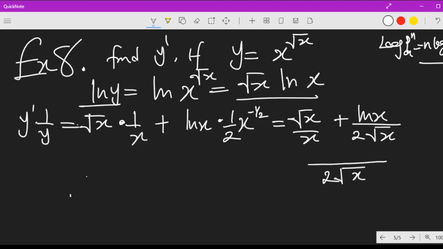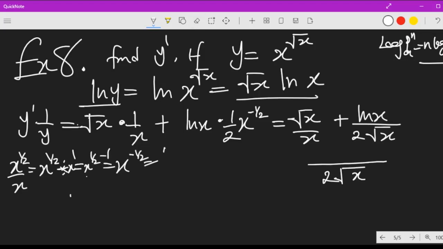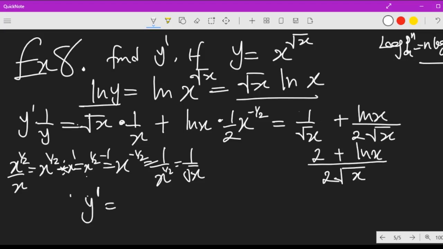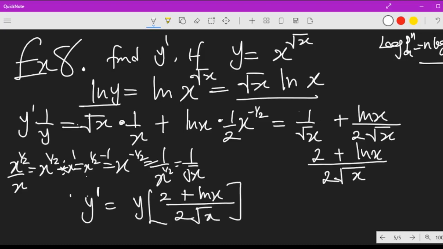So let's rewrite this. Recall that x raised to the power half over x can be x to the power half divided by x to the power 1, which is x to the power half minus 1, which is x to the power minus half. So this entirely changes to 1 over x to the power half, which will be 1 over root x. So let's change it to 1 over root x. So it will be easy for you now to simplify. Root x will cancel root x to give you 2 plus ln x, and you know that dy/dx will now be y multiplied by 2 plus ln x over 2 root x, which is the final answer.